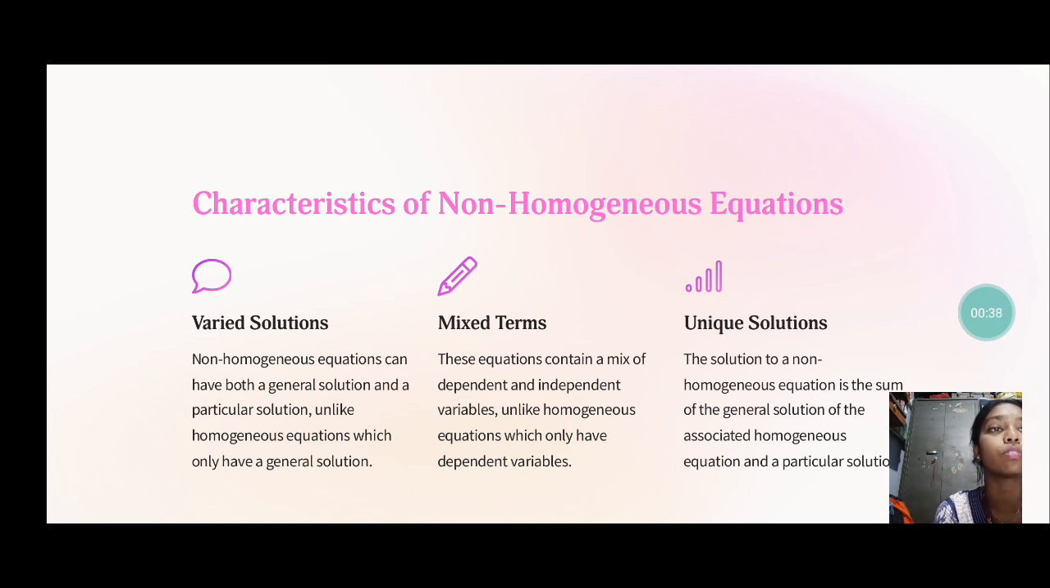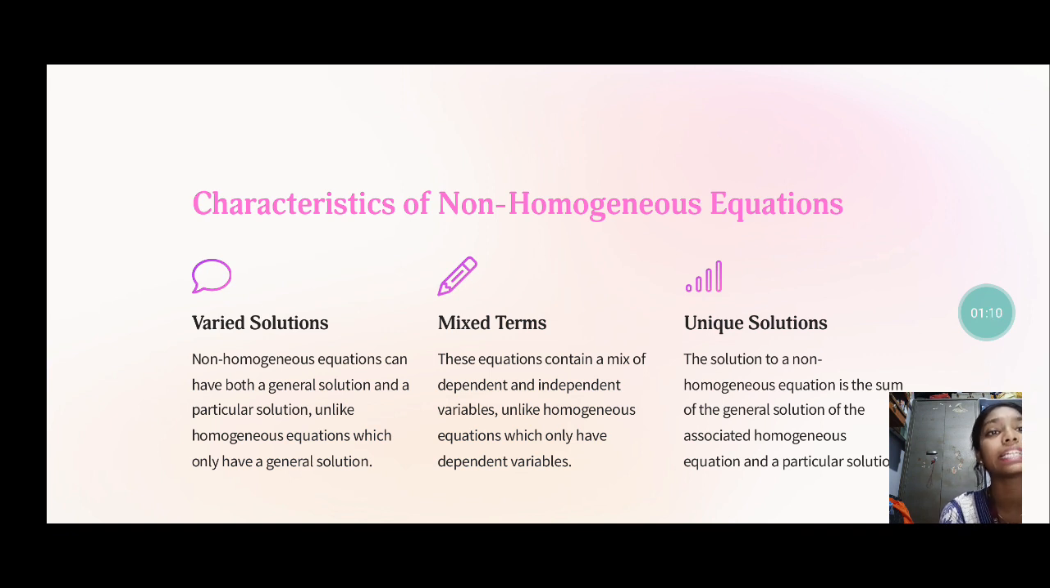Characteristics of non-homogeneous equations: varied solution, mixed terms, unique solution. Varied solution: a non-homogeneous equation can have both a general solution and a particular solution, unlike a homogeneous equation, which only has a general solution.